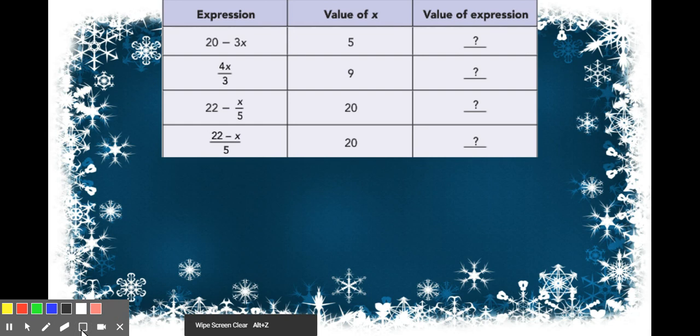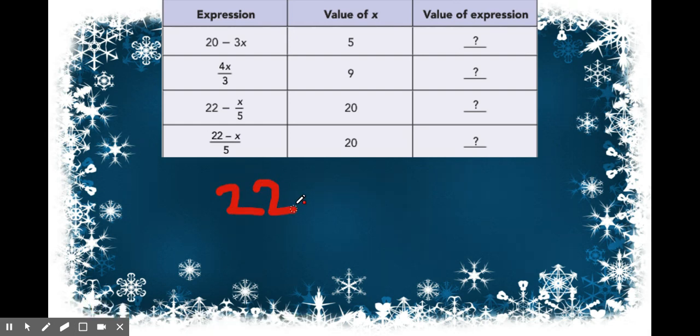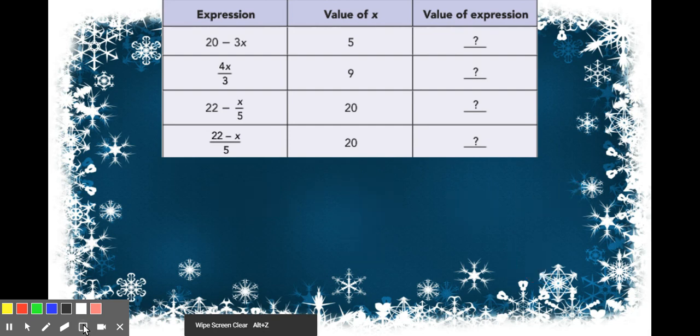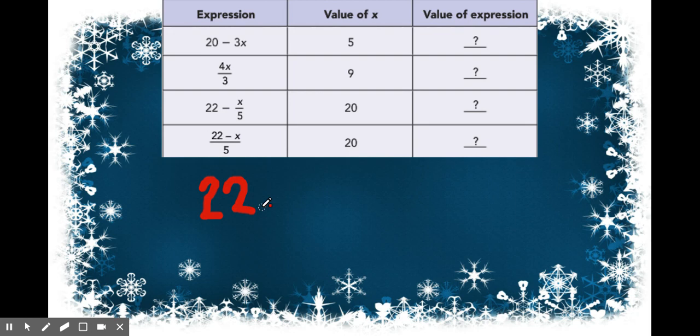The next one is 22 minus x over 5. So I have 22 minus my x, which is worth 20, divided by 5. Division comes first, so I do 20 divided by 5. So that is 4. And I'm going to be taking that 4 from 22. So I have 18.